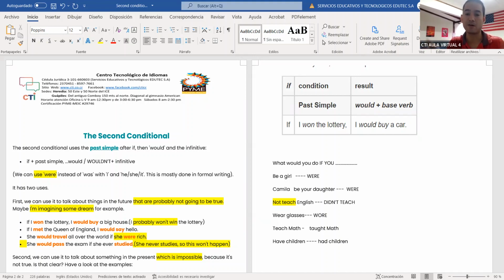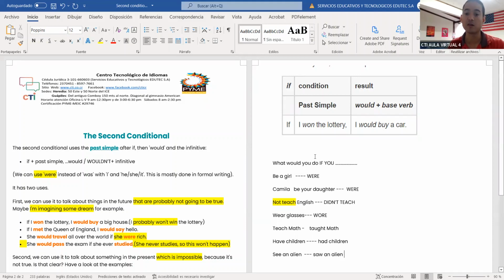Let's see a crazy example. See an alien, extraterrestre, alien. This is not very likely to happen. It's not common and it's almost impossible. So you say, okay, teacher, what would you do if, and the past of see is saw. So what would you do if you saw an alien? Okay, so recommendation: go study verbs in the past.